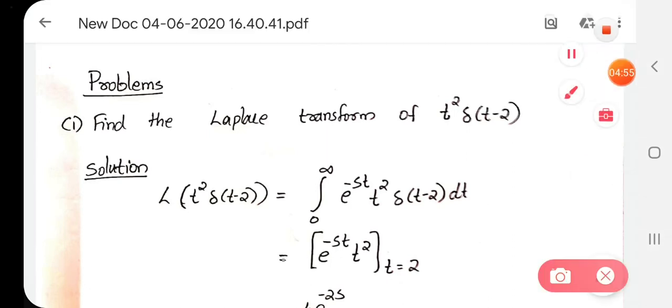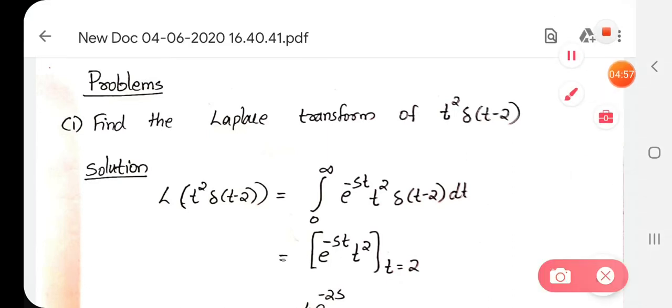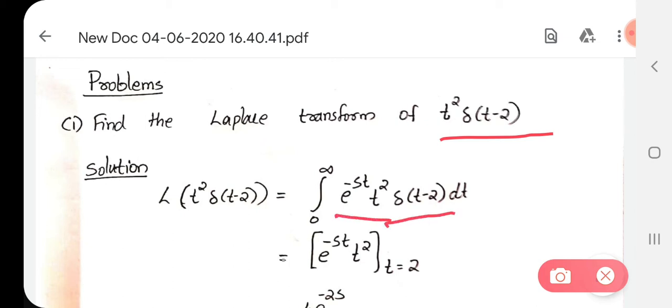Now we consider a problem which contains the Dirac delta function. First, find the Laplace transform of t square into delta t minus 2. For taking the Laplace transform, you multiply e raised to minus st, then the integral becomes integral 0 to infinity e raised to minus st t square into delta t minus 2. So here f of t is e raised to minus st into t square. So this value is e raised to minus st into t square with t equal to 2 from the delta function.